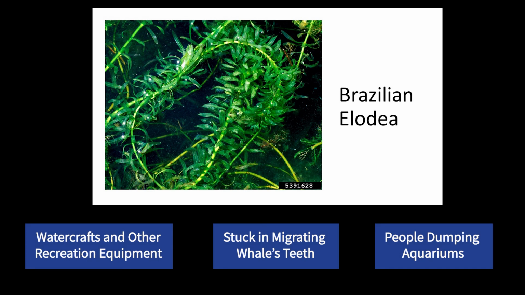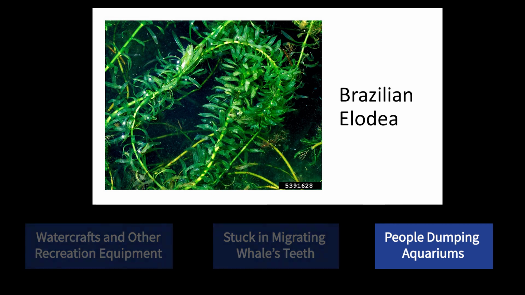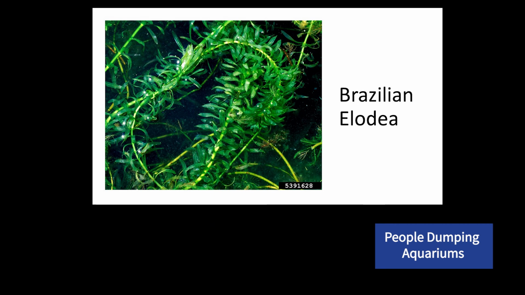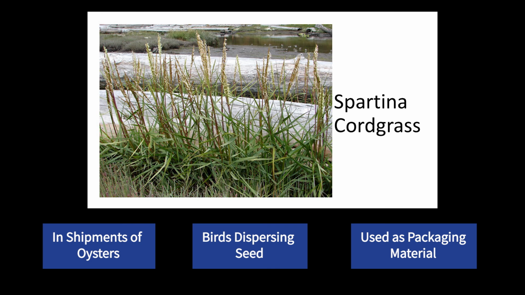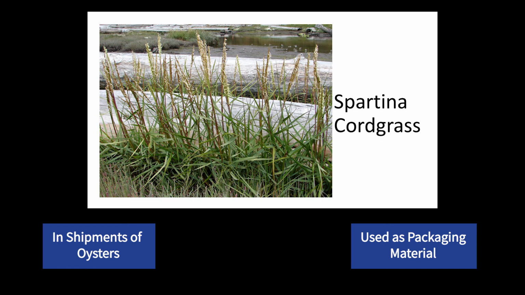Brazilian elodea was introduced by watercrafts and other recreational equipment, stuck in migrating whales' teeth, or people dumping aquariums? It was introduced by people dumping aquariums. Spartina cordgrass was introduced by shipments of oysters, birds dispersing seed, or used as packaging material? It was both in shipments of oysters and used as packaging material.